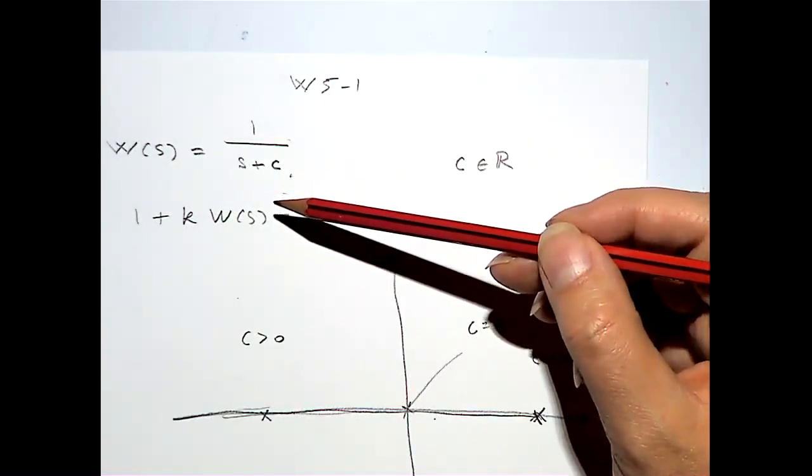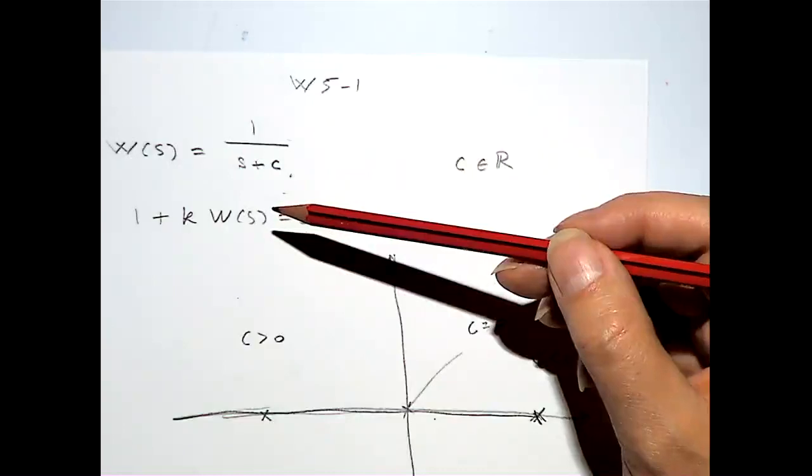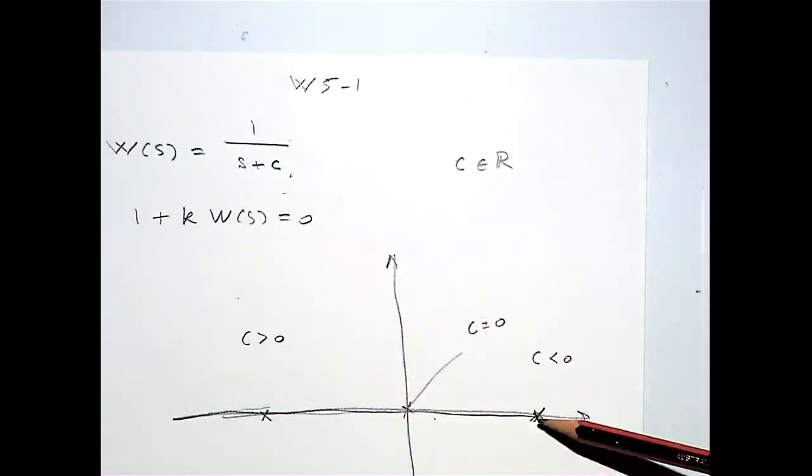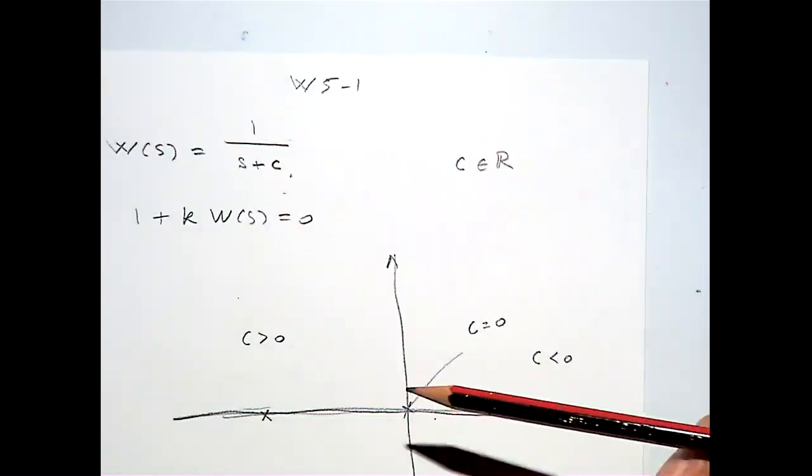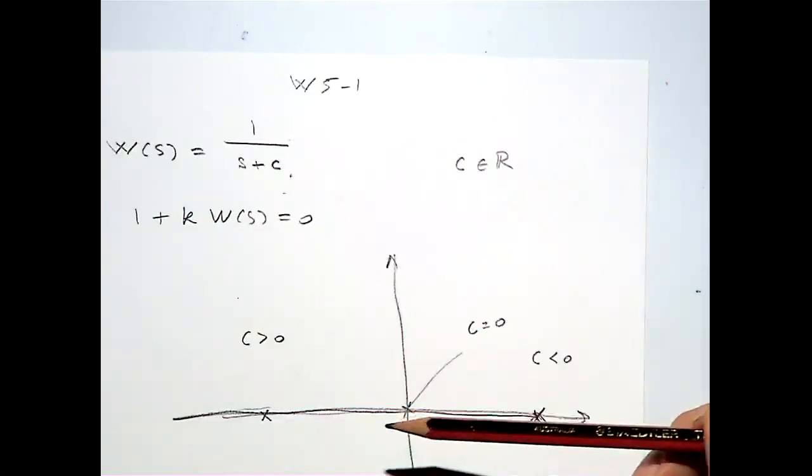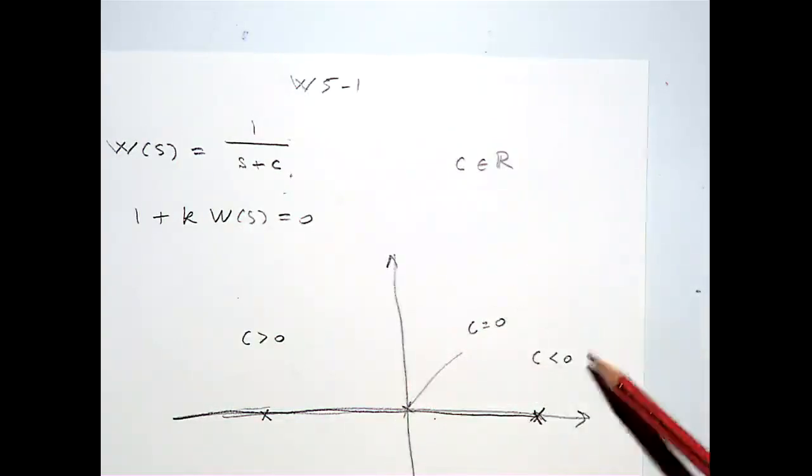The difference between 1 and 0 is 1, so there's one branch. And how many asymptotes would we have? The relative degree is 1, so there is one asymptote, and I already showed you that in that case the asymptote will tend towards negative infinity along the real axis. So this is the root locus for this system.